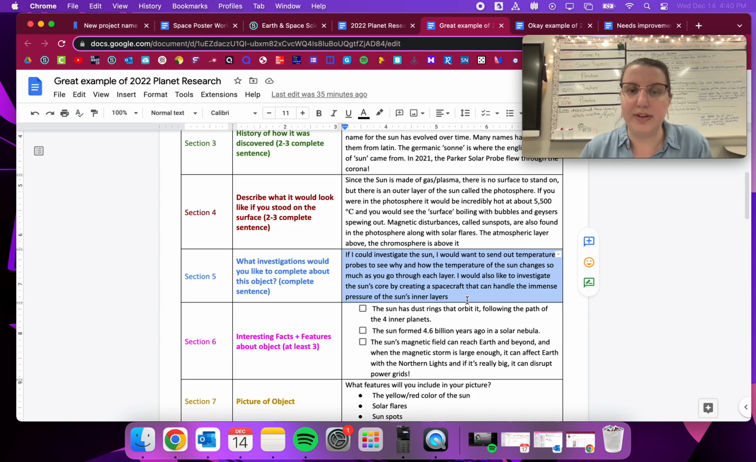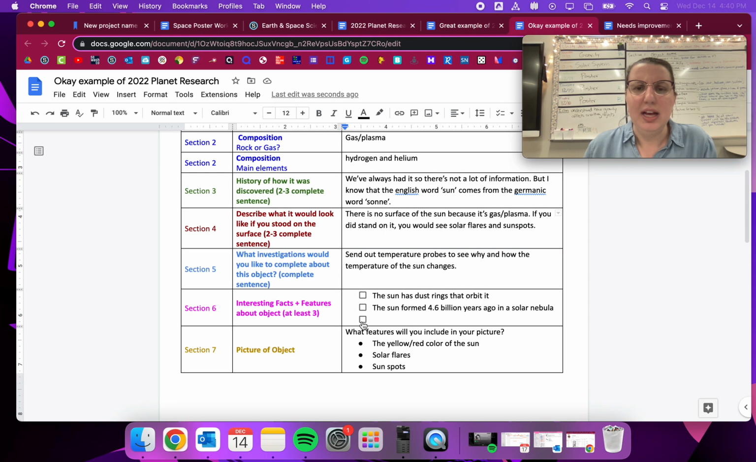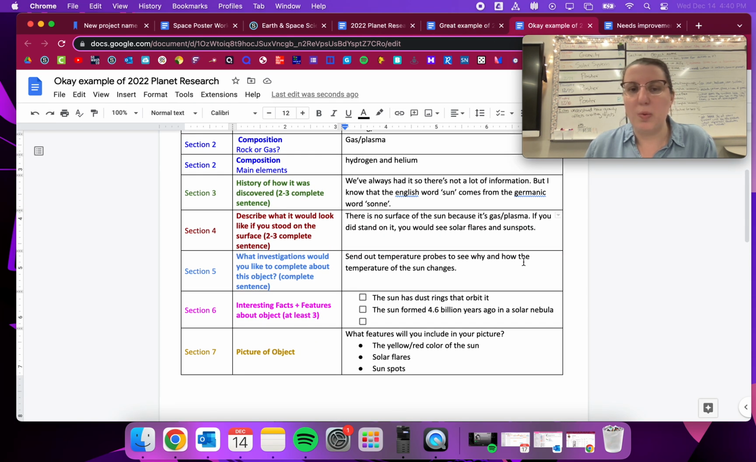I would also like to investigate the sun's core by creating a spacecraft that can handle the immense pressure of the sun's inner layers. So again, I want to investigate this thing, the sun's core, and I'm going to do it by creating something that can handle the pressure. For an okay example, send out temperature probes to see why and how the temperature of the sun changes. So you have one thing you want to tell me.